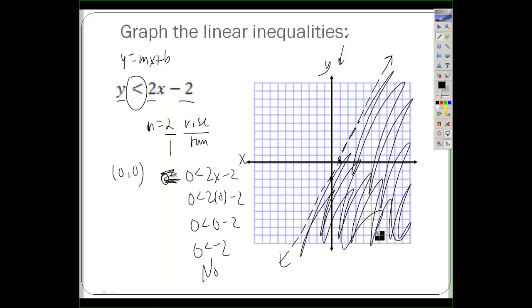I know to shade the bottom half because 0, 0 is here and it doesn't work. That means the top half does not work. So let's do another one.